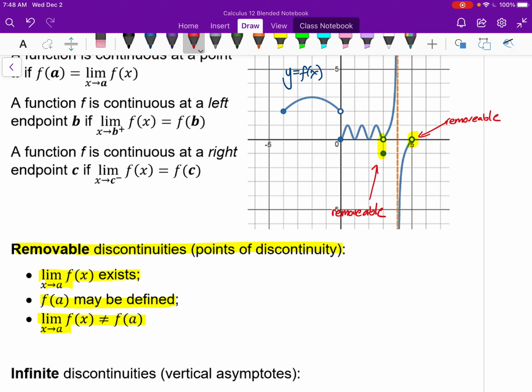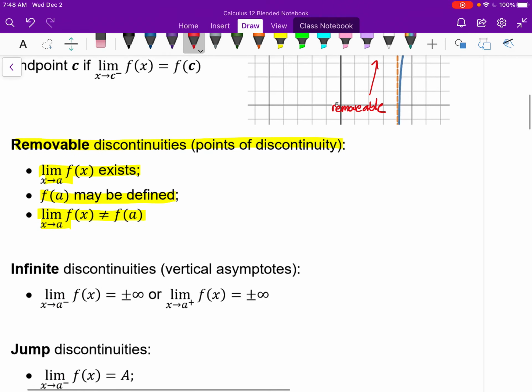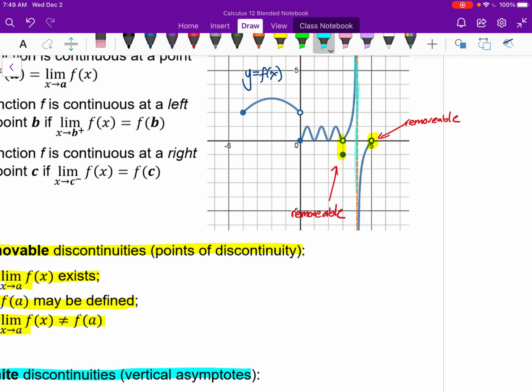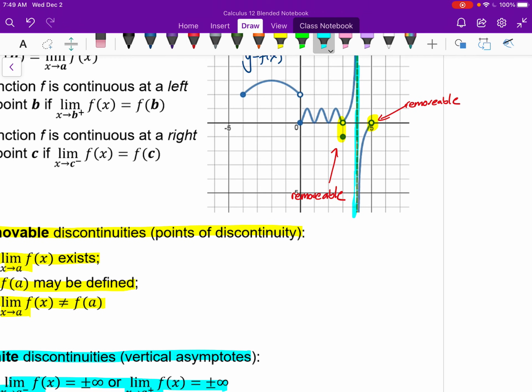That said, removable discontinuities and points of discontinuity are kind of the same thing. An infinite discontinuity is a vertical asymptote. And this is a way of defining really what a vertical asymptote is using limits. We've kind of seen this before. A vertical asymptote or an infinite discontinuity is where the limit as you approach from the left or the right is either infinity or negative infinity. So I think that's quite clear. Right here we have an infinite discontinuity at 4. That's the only infinite discontinuity in this particular graph.